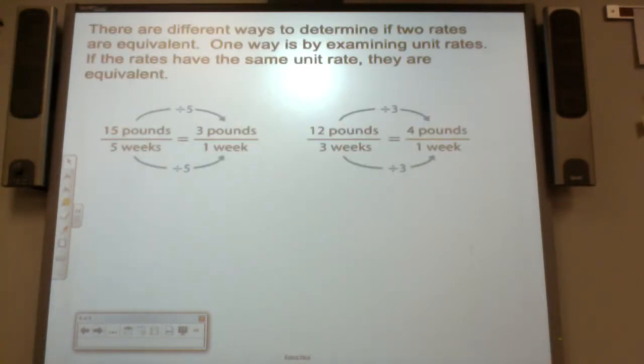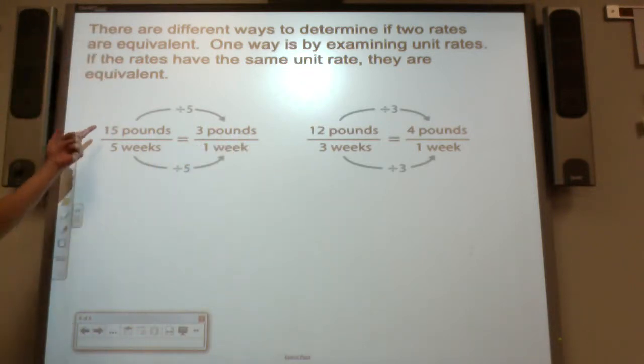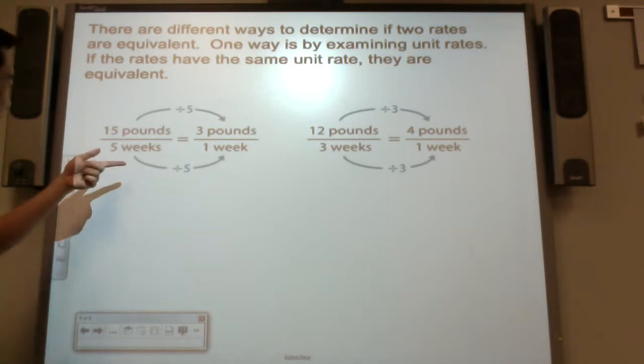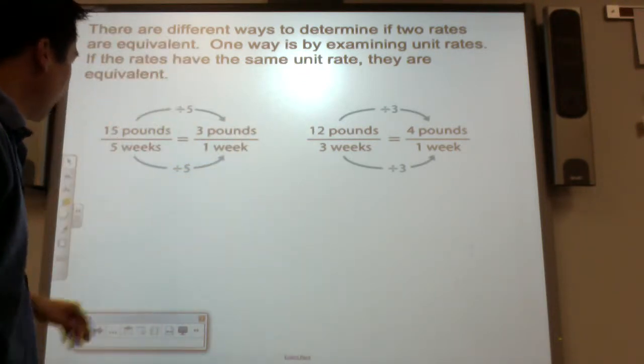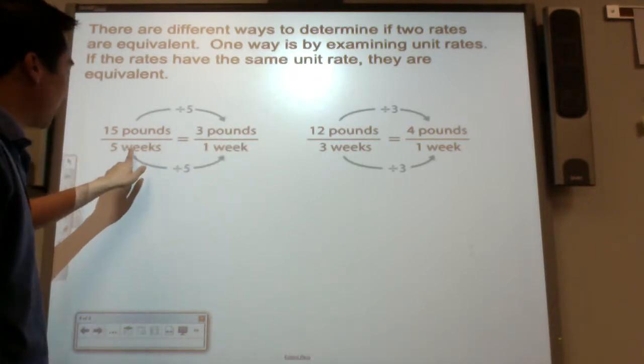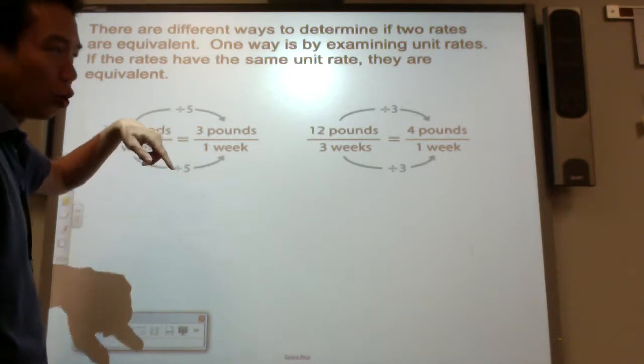If the rates have the same unit rate, they are equivalent. So let's look at these two examples. If someone gained 15 pounds in 5 weeks, ooh, that's not good. If someone gained 12 pounds in 3 weeks, also not that good. So we broke it down. How do you break 5 weeks to 1 week? You divide by 5. So it's 3 pounds per week.